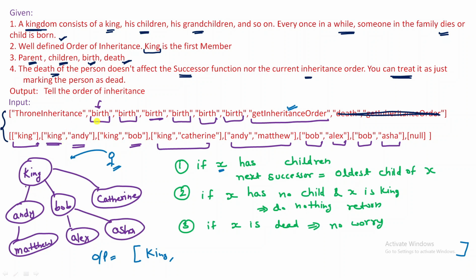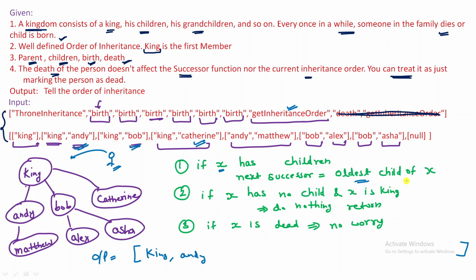Andy will be the next king. Why? Because if we saw here, Andy was the first child who was born, then Bob came, then Catherine came. So Andy is the elder brother, or you can say elder sister. This will be the person who is the oldest in age, so he will be the next king. So Andy.